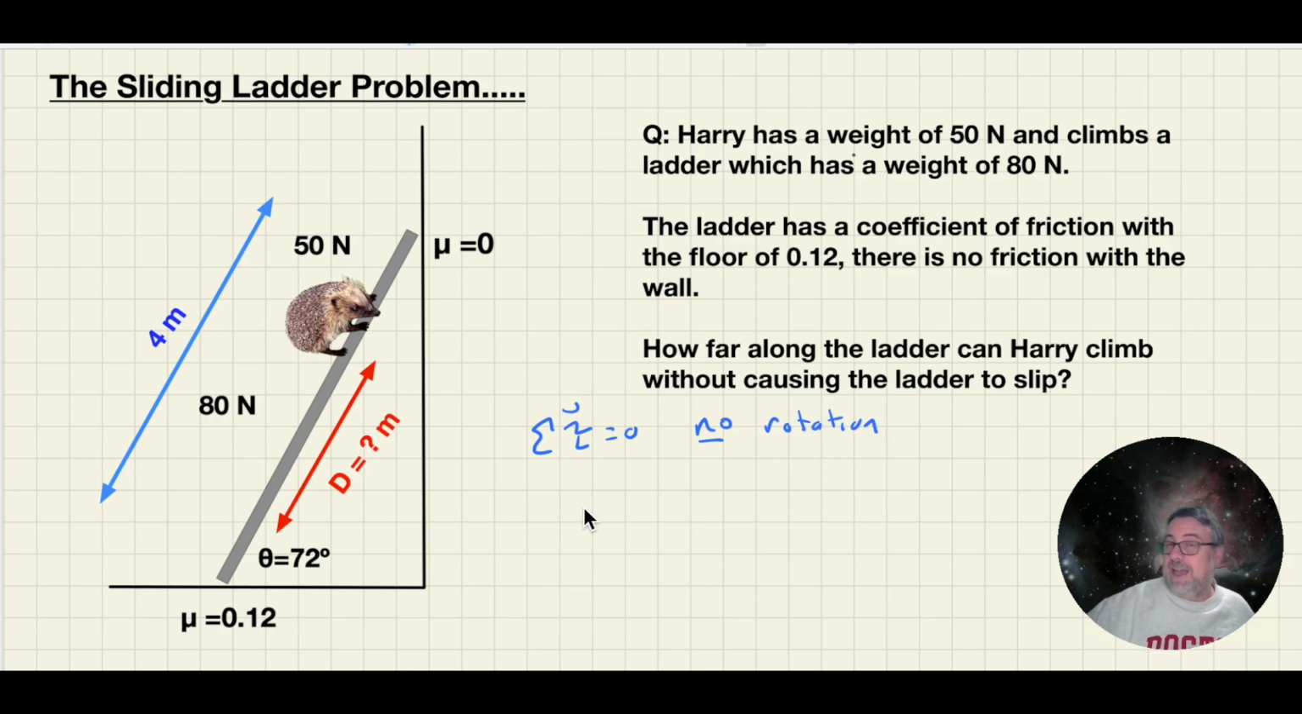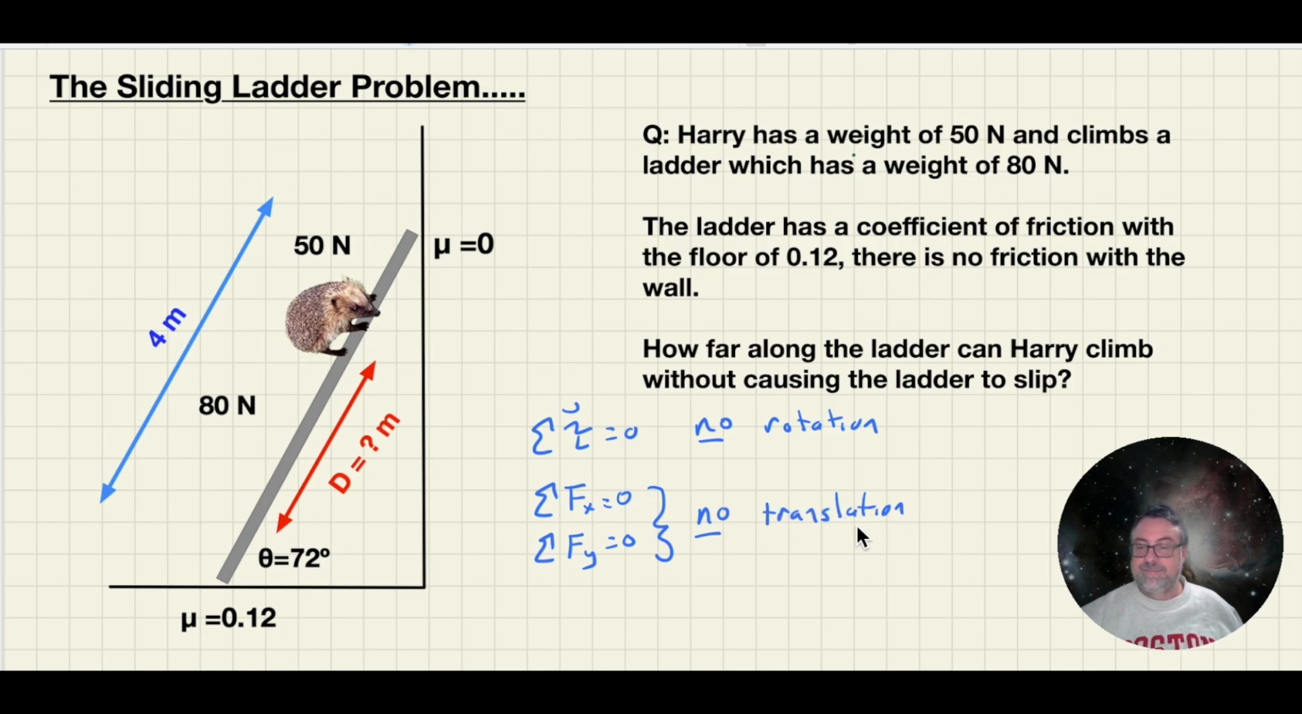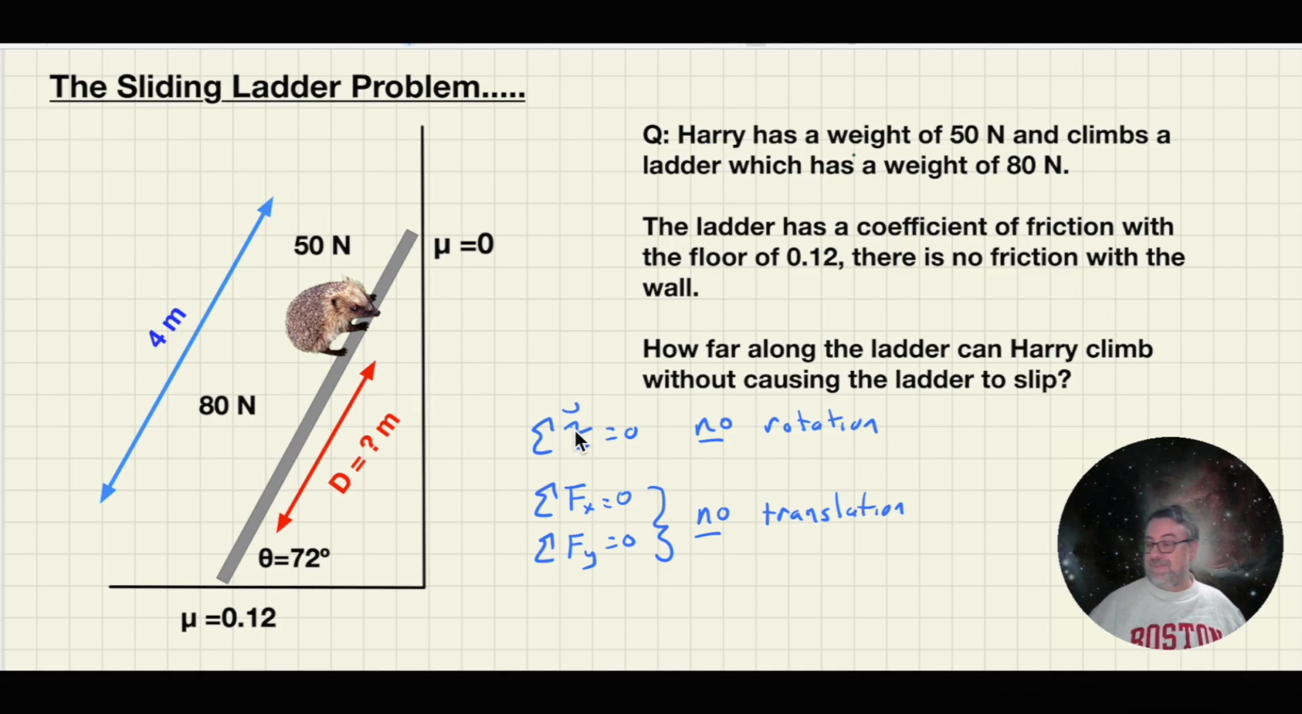But that's going to be not enough to solve the problem. We're also going to need to look at the sum of the forces in the horizontal direction, the x direction, and the sum of the forces in the vertical or y direction. These must also add up to 0 because I want no translation. That is, I want no linear motion as well as no rotation. So let's get going and let's set it up.